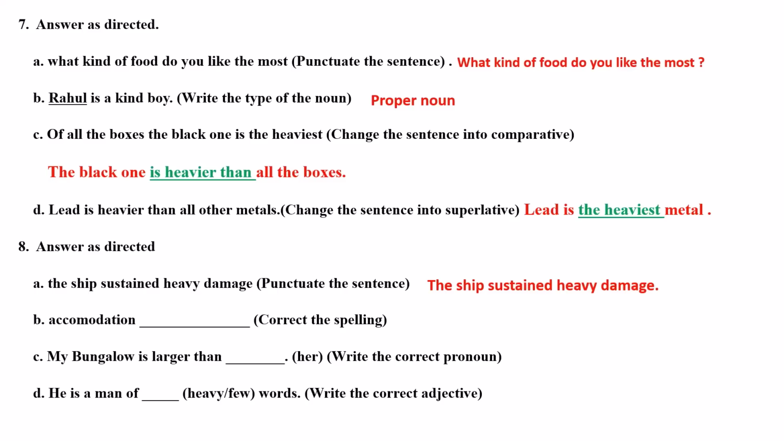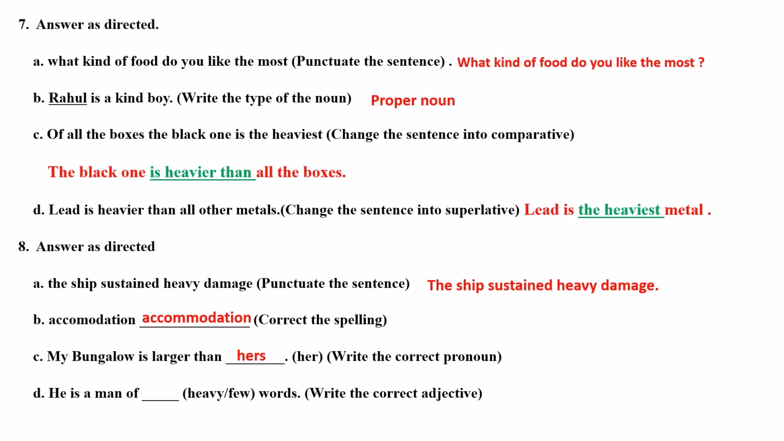Accommodation, correct the spellings. So spellings also you have to learn here. C double M. My bungalow is larger than her. Write the correct pronoun. Pronoun. 6 types of pronouns I told you, students, that you have to learn. So my bungalow is larger than hers.